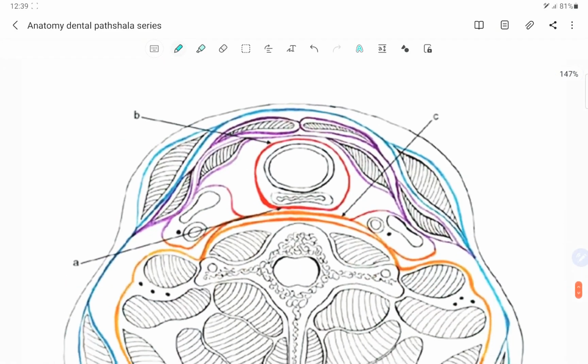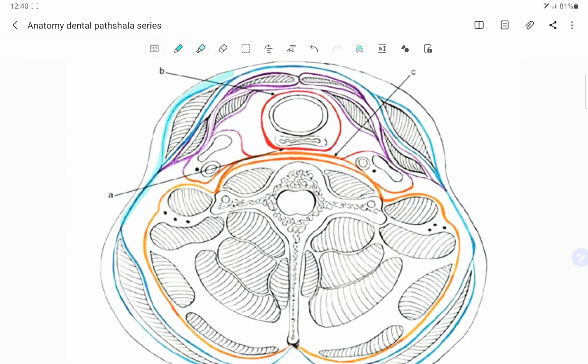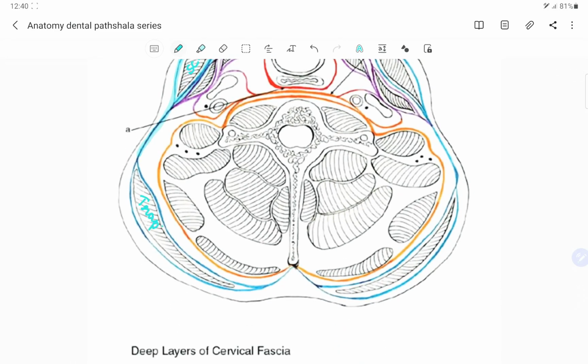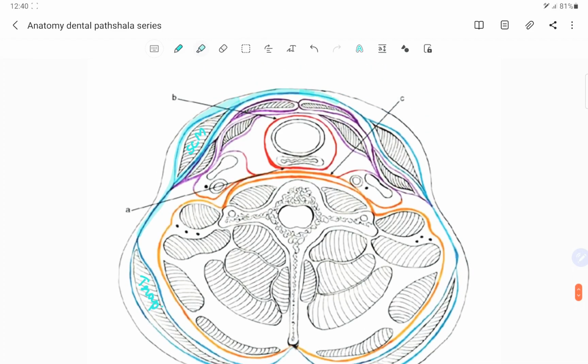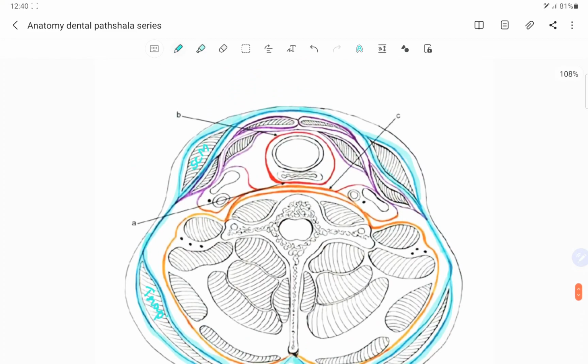So let's see another diagram over here. Anteriorly we have the sternocleidomastoid muscle, and posteriorly you can see the trapezius muscle. The fascia enclosing the sternocleidomastoid and the trapezius muscle is our investing fascia, the most superficial fascia, which also forms the roof of our posterior triangle.